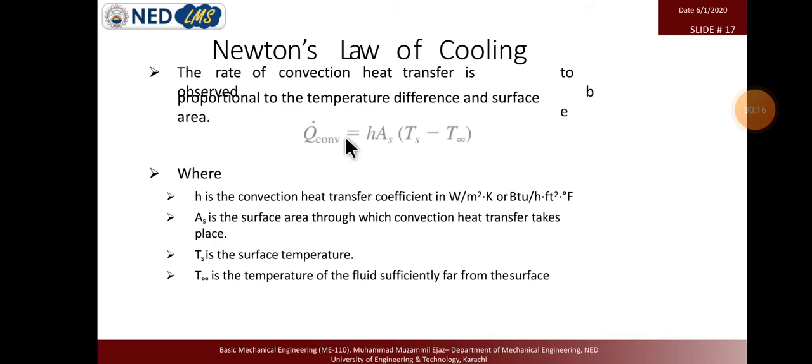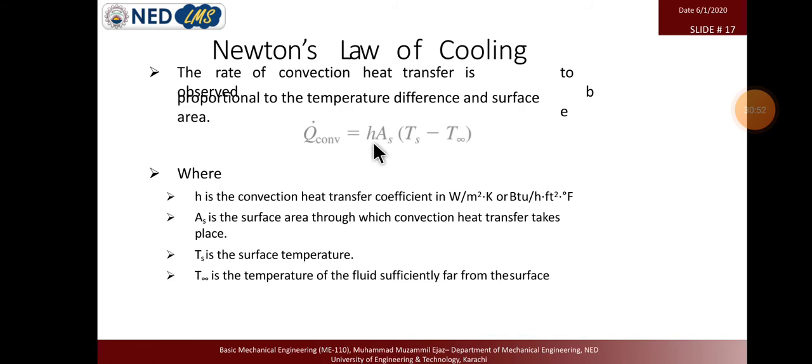If we remove that proportionality, we have to apply some constant. Like in conduction, we have thermal conductivity. In convection, we have the convection heat transfer coefficient, h, and its unit is watt per meter square Kelvin. Now in this h, we need to take temperature in Kelvin, but since it is the difference of temperature, we can also take the temperature in degrees centigrade.